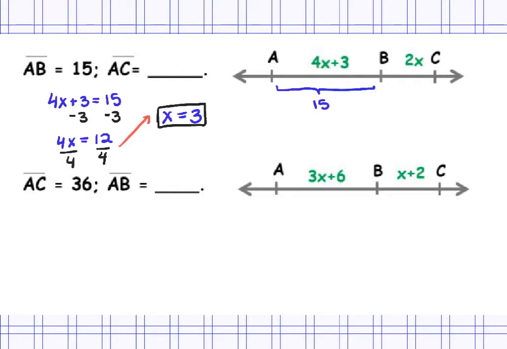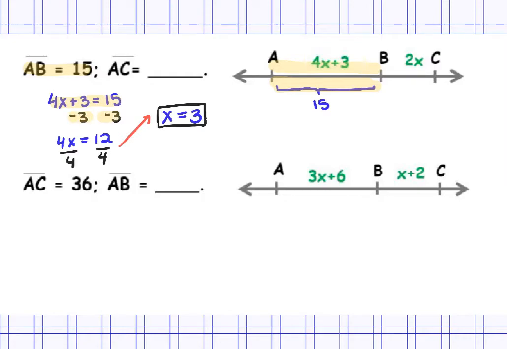As you can see, the first thing I did here, it took my value of 4x plus 3, and I set it equal to 15 because in the problem it indicated that AB was equal to 15. So I made sure that AB was equal to 15. From here I was able to solve, so I know that 4x plus 3 equals 15.